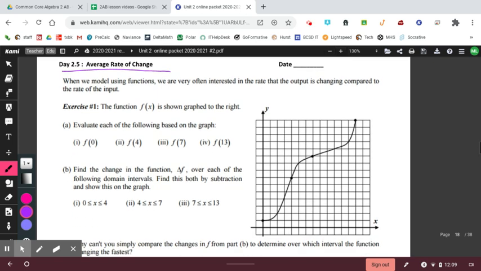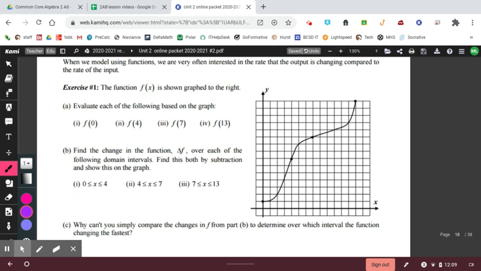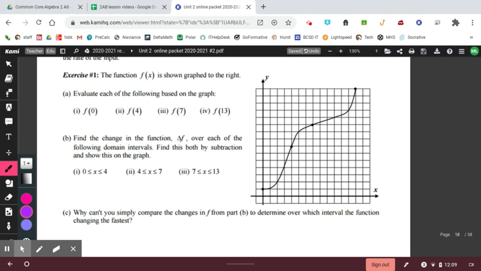All right, we got 2.5, which is average rate of change. All right, so here we've got a function f of x shown on the right-hand side. Evaluate the following. So function notation, we've seen this before. F of 0, that would be right here. Output is 1. F of 4, 1, 2, 3, 4. These are all the points that are nicely plotted.